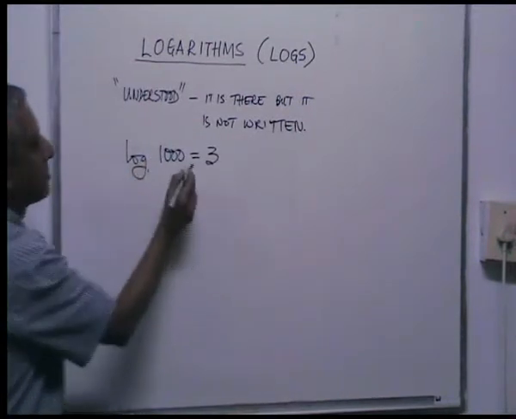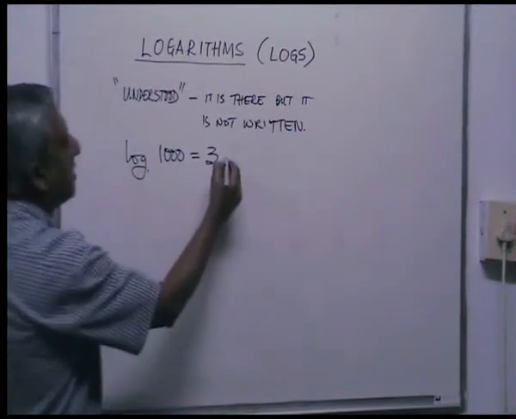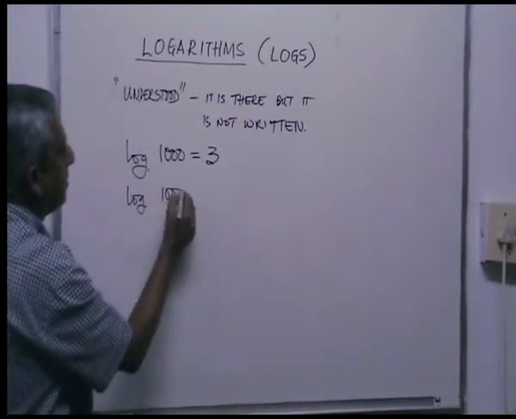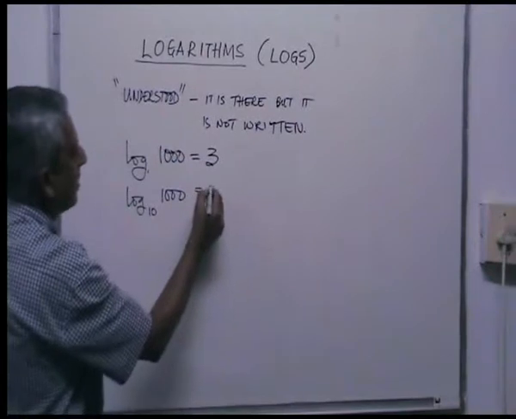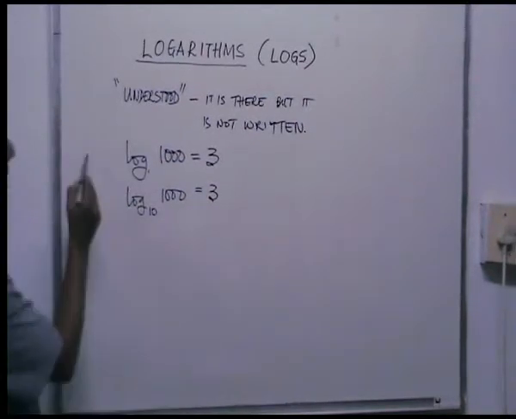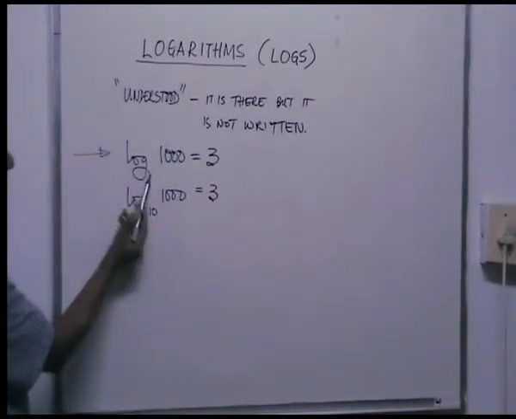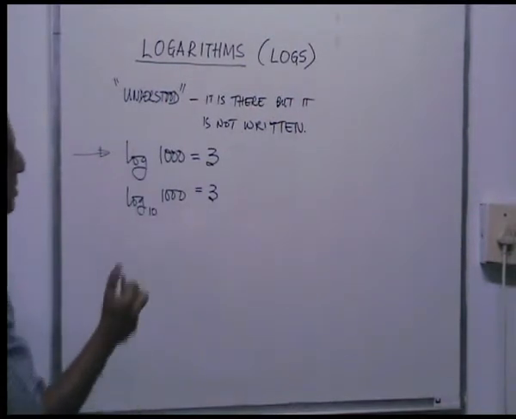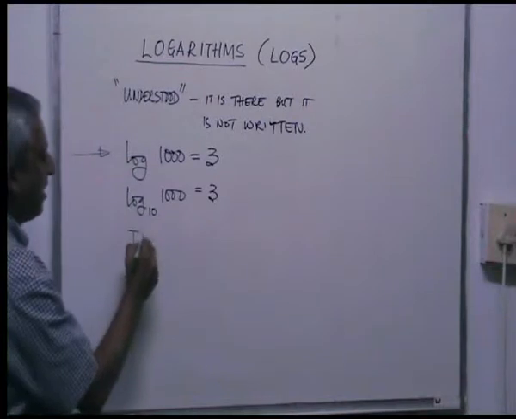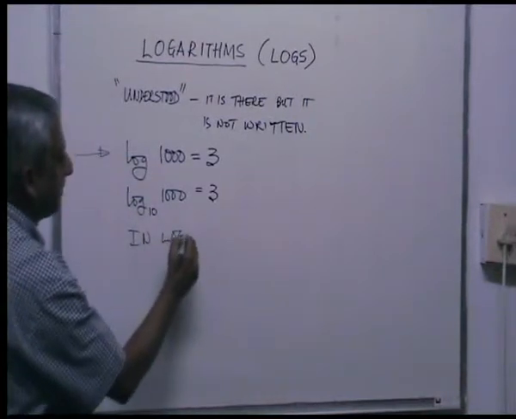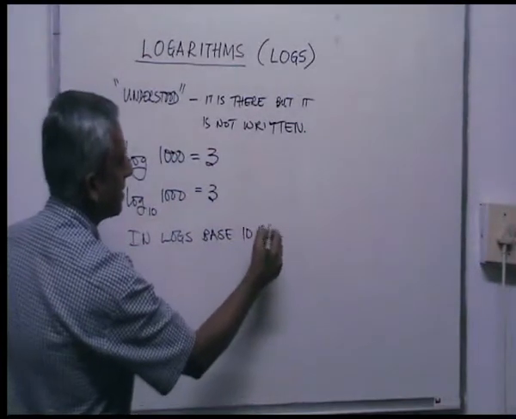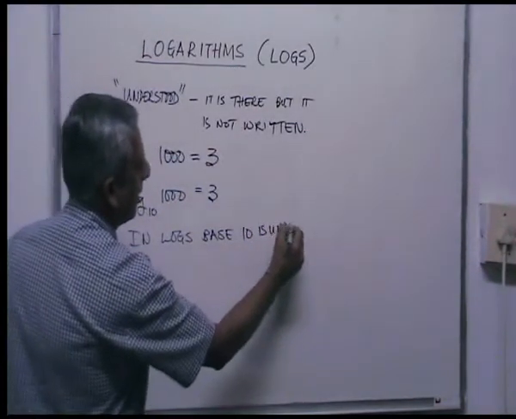So log of 1000, this statement can be rewritten as log of 1000 to the base 10 is equal to 3. You see, at that level there, the base was understood, the base was not written. So in logs, the base 10 is understood.